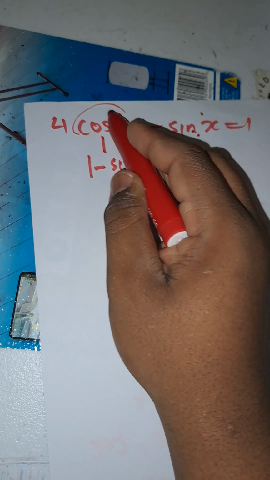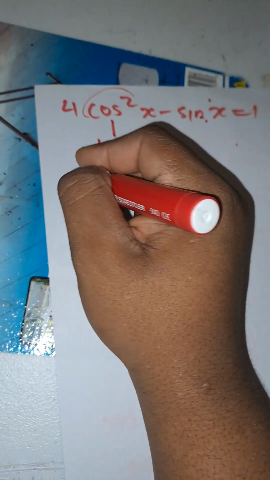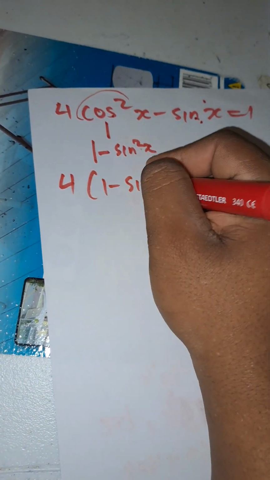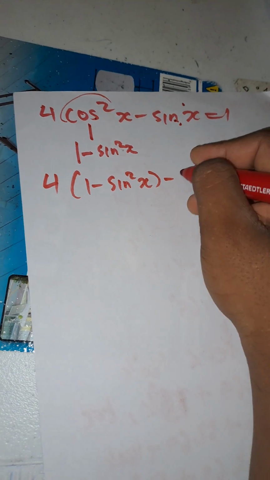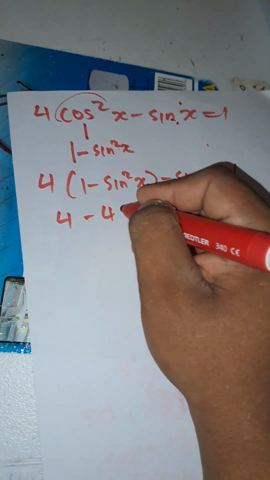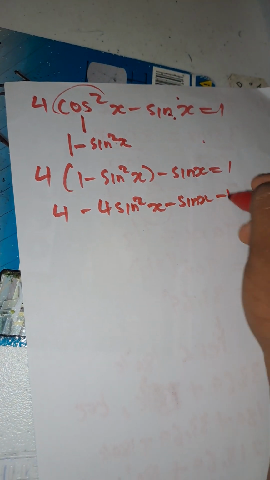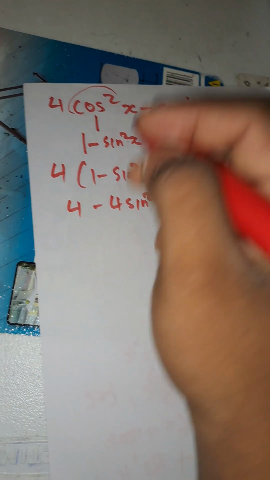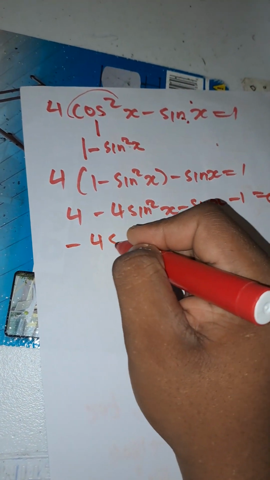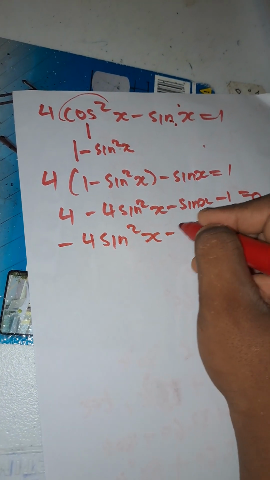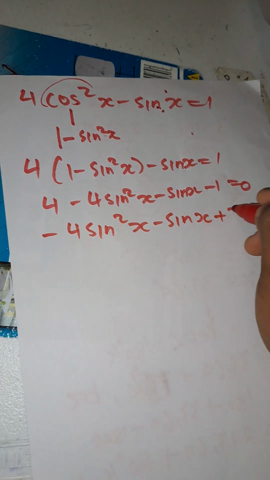Since I have something like a quadratic, but my a and b are not the same, I'll have to change a, because it is squared. So it's going to be 4 times (1 minus sine squared x). I want to make them the same. Sine x is equal to 1. So it's going to be 4 minus 4 sine squared x minus sine x minus 1 is equal to 0. Let me do my maths. Minus 4 sine squared x minus sine x plus 3 is equal to 0.